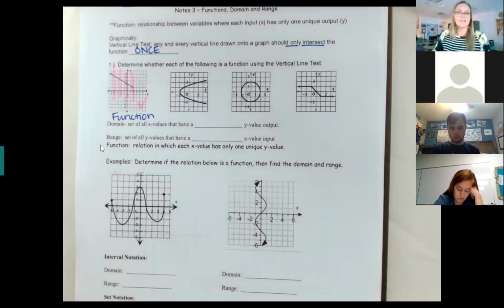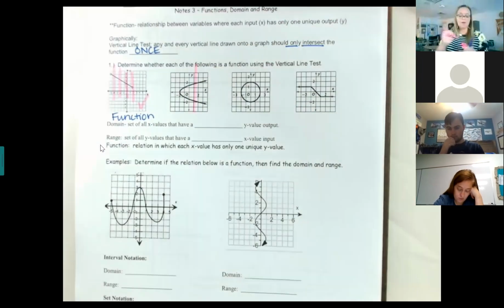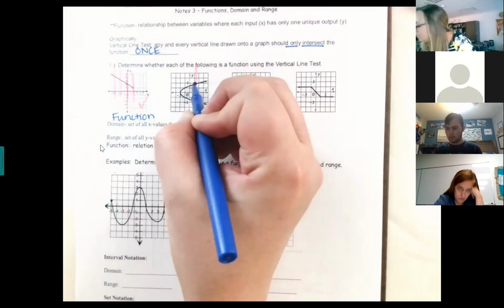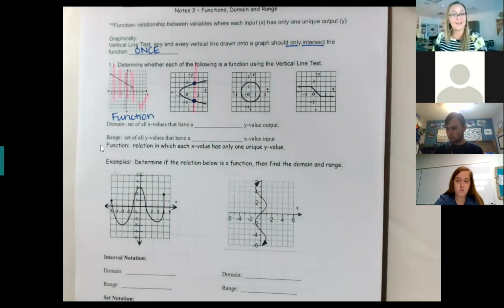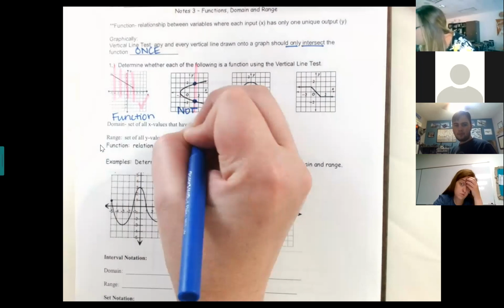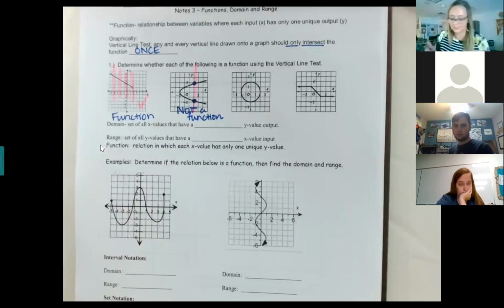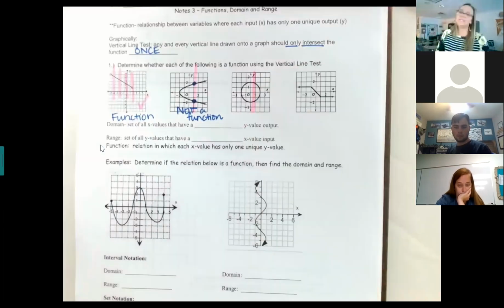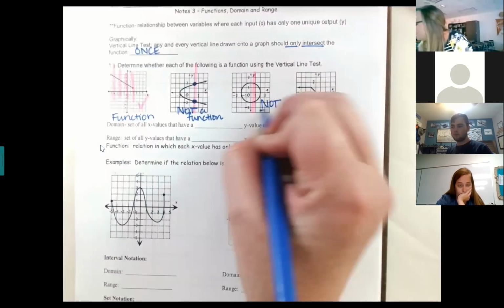Now take a look at the next one. If I draw my line here, automatically right off the bat, you see the problem, right? I have 2 intersections. Both of these spots hit that pink line. That means that it fails the test. It is not a function. So the first section of your homework is just doing stuff like this. Next one, draw your line in. Boom, it hits the circle twice. That makes it not a function.